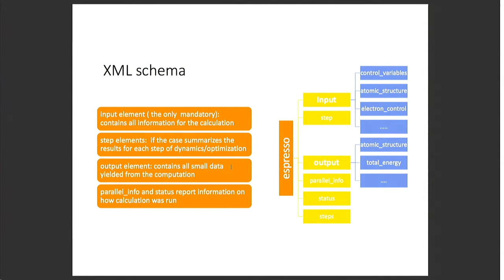The other main element is output, which provides all the physical information computed inside the computation, actually all the small data, physical information that can be put in a text file. The big data will be put in binary files. Then we have other small sub-elements of the Espresso root element, which are parallel info and status, which provide information about how the computation terminated and about the environment in which the computation was run.